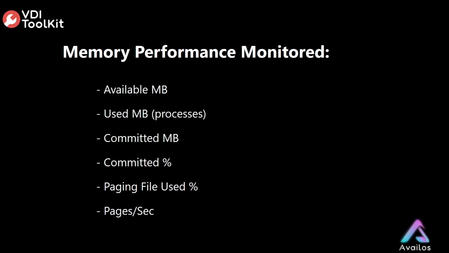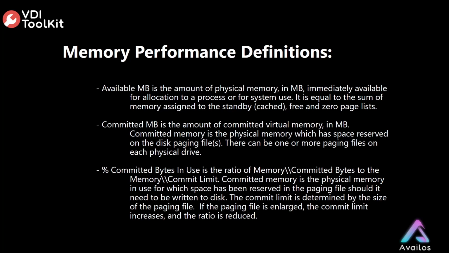Now let's talk about what we monitor with memory. With memory, we monitor available megabytes, used megabytes by processes, committed megabytes, committed percentage, paging file used percentage, and pages per second. Available megabytes is the amount of physical memory in megabytes immediately available for allocation to a process or system use. It is equal to the sum of memory assigned to the standby, cached, free, and zero page lists.